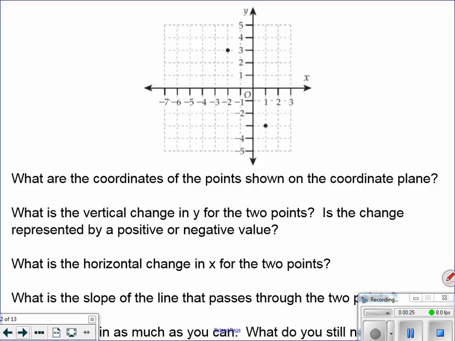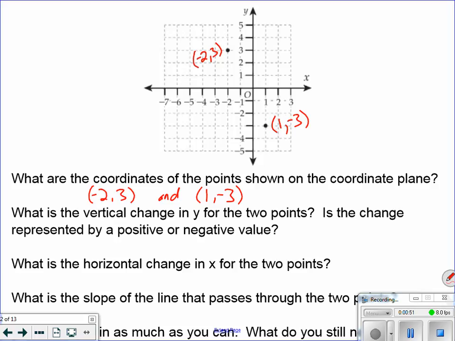So if I go up to this one up here, the coordinates for that are -2 for the x and 3 for the y. Down here I look, I've got 1 for the x and -3 for the y. Okay, so our coordinates are -2, 3, and 1, -3.